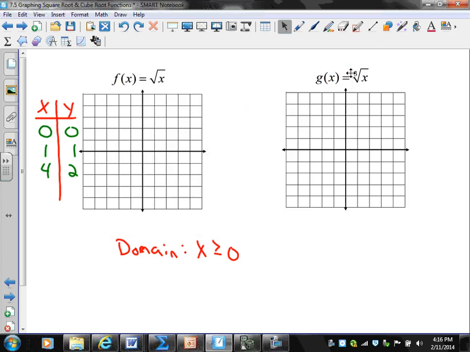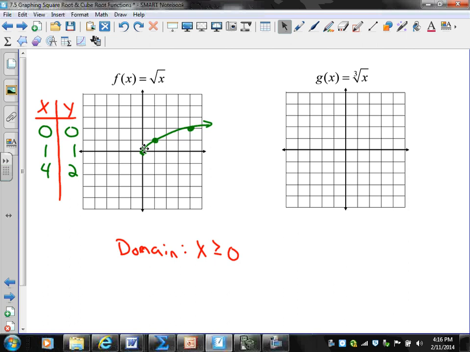So I'm just going to plot those 3 points. Here's 0, 0. Here's 1, 1. Here's 4, 2, and we get a curve that looks like this. So it's kind of a sideways parabola, right? If we let the parabola go the other way, you can turn your head and see the parabola there. But the square root function itself really is just that piece there.